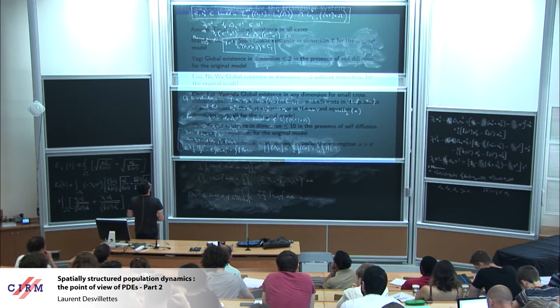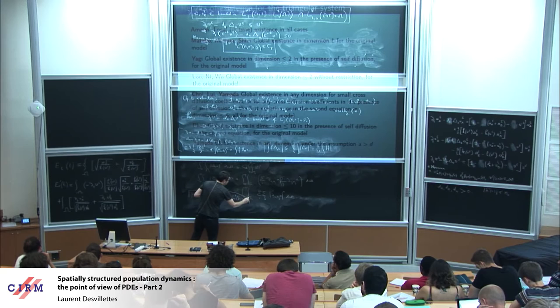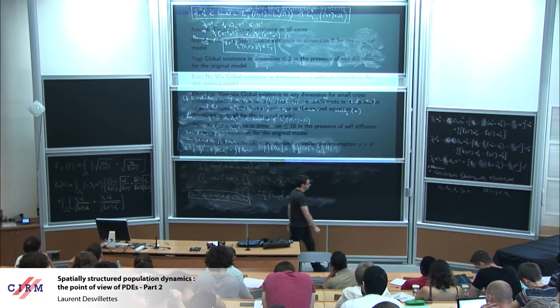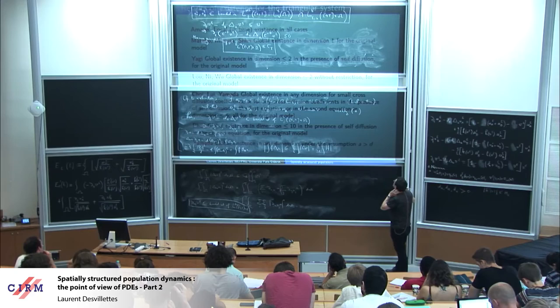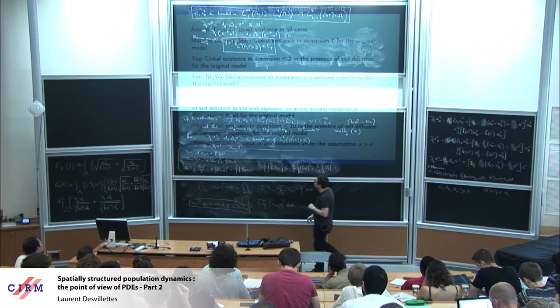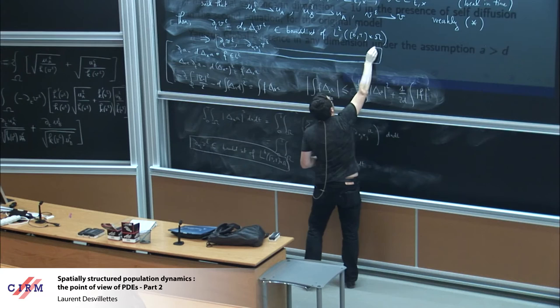And so those things, this one and this one, they are the a priori estimates that you can get on v epsilon.